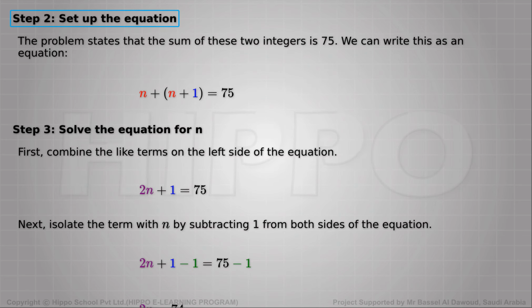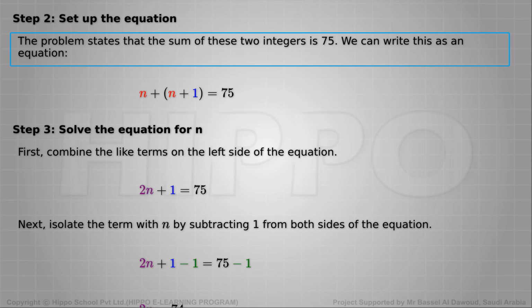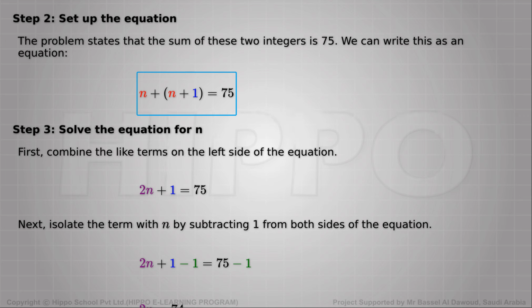Now for step 2. The problem tells us that the sum of our two integers is 75. The word sum means we need to add them together. We take our smaller integer, which is n, and we add our larger integer, which is n plus 1. We set the total equal to 75. This gives us the simple equation you see on your screen: n plus, in parentheses, n plus 1 equals 75. Now that we have our equation, we can move on to solving it.